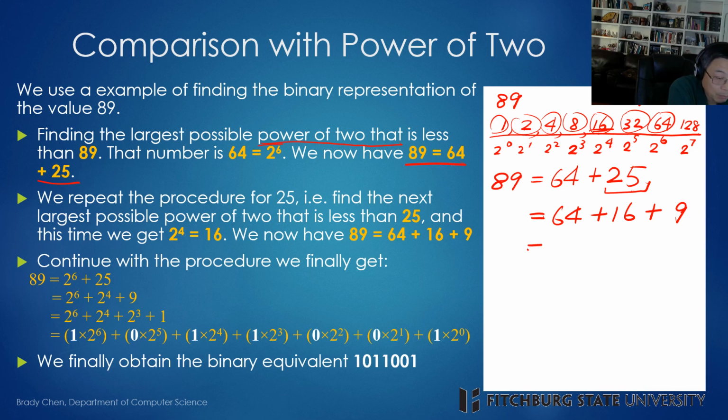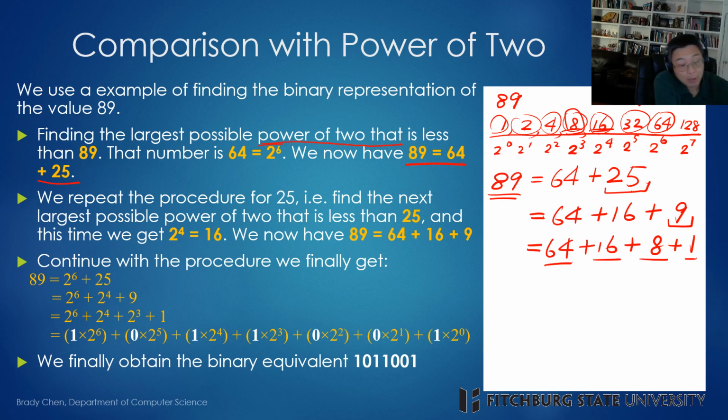And then we repeat the same process. So we have 64 plus 16 plus, now we find the largest possible power of 2 that is less than 9. So which is 8, right? So we can write the 9 as 8 plus 1. Okay. So we can continue to do that, right? Until we basically convert 89 into the sum of powers of 2.